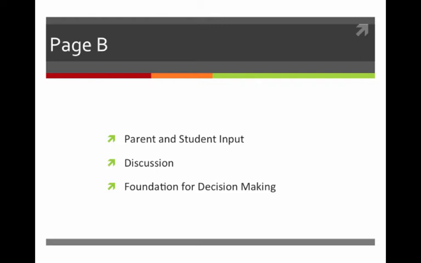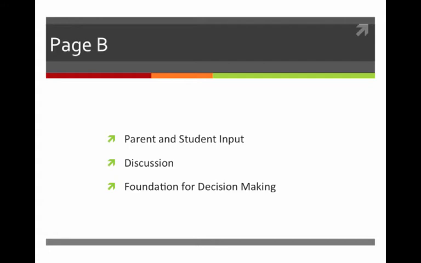This section of the course is an introduction to the Web IEP Page B. This page involves looking at the present levels of academic achievement and functional performance. There are two versions of this page, one for ages 3 through 12, and a second version for students aged 13 to 21.